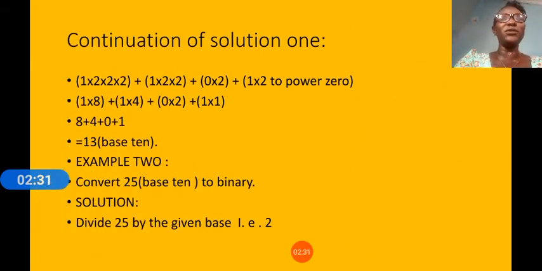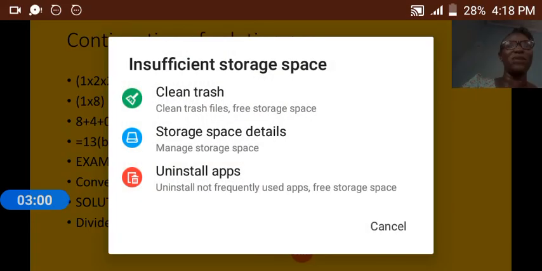You have 1 times 2 raised to power 3 plus 1 times 2 raised to power 2 plus 0 times 2 raised to power 1 plus 1 times 2 raised to power 0. This will give you 1 times 8 plus 1 times 4 plus 0 times 2 plus 1 times 1. And this will in turn give you 8 plus 4 plus 0 plus 1. And your final answer will be 13 in base 10. Meaning, when you convert that given binary number, it will give you 13 in base 10.